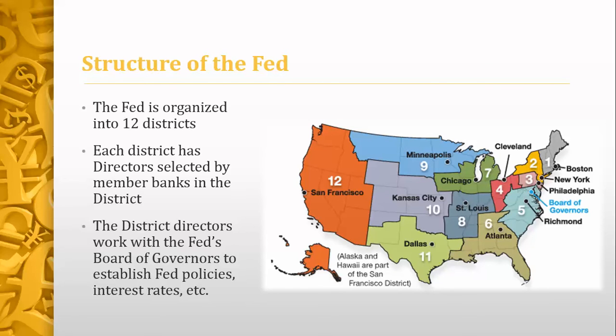So the Fed is organized into 12 districts. Each district has directors selected by member banks in the district. The district directors work with the Fed's Board of Governors to establish federal policies, interest rates, and many other matters. This map here shows you where each district is, and also the cities where the federal bank is actually located.